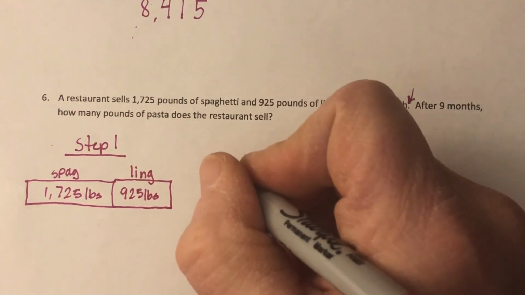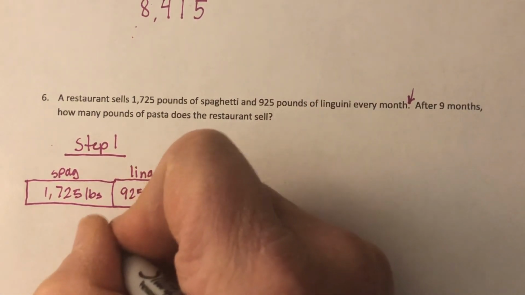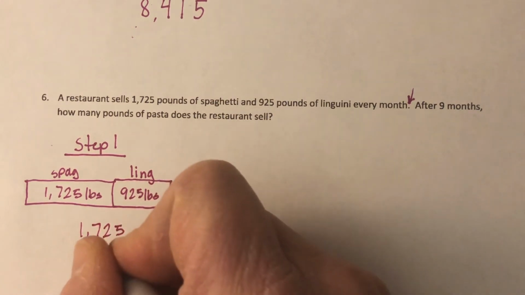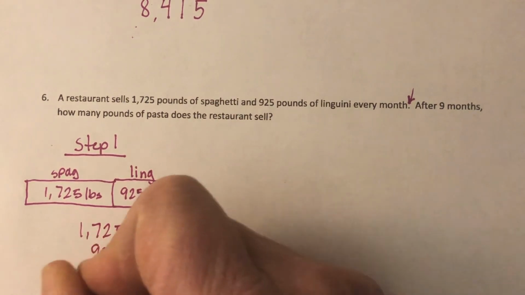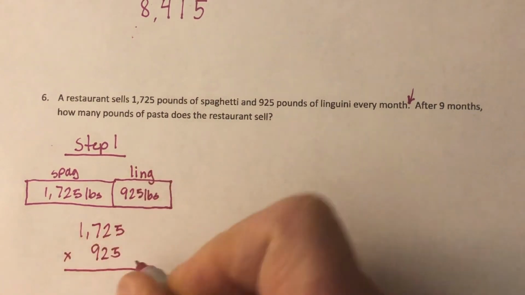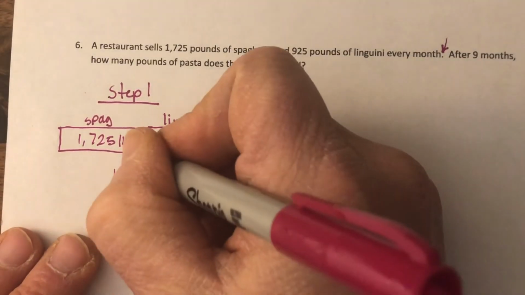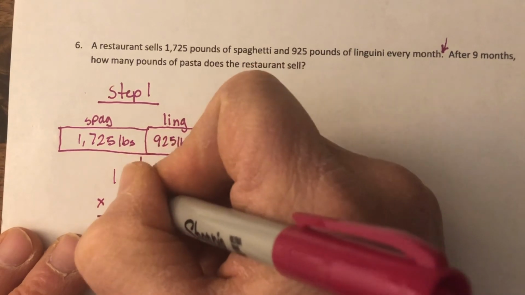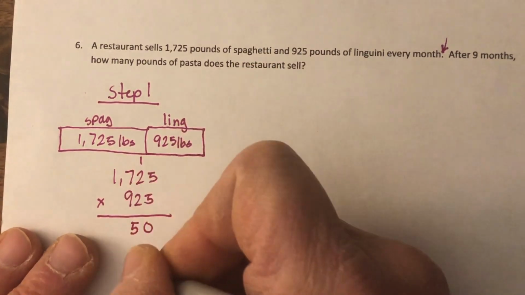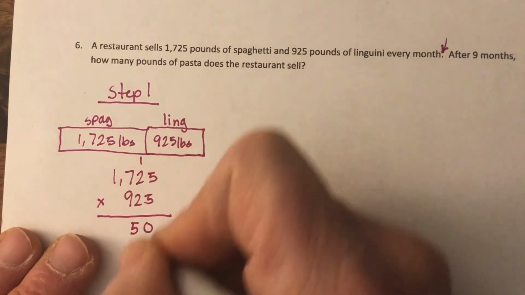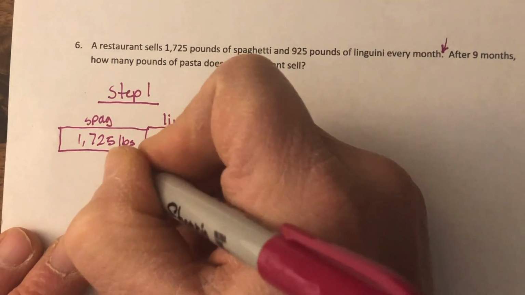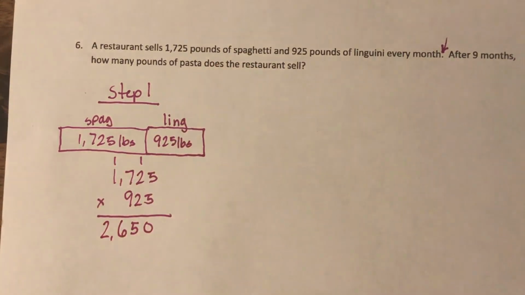So I'm going to say 1,725 pounds, 925, add them up. 5 plus 5 is 10, carry the 1. 1 plus 2 is 3, plus 2 is 5. 7 plus 9 is 16, carry the 1. 1 plus 2, 2,650, okay?